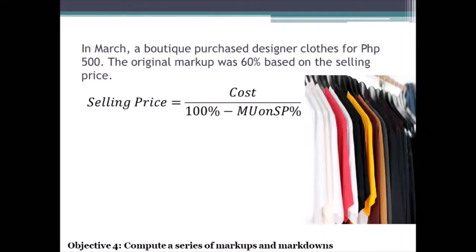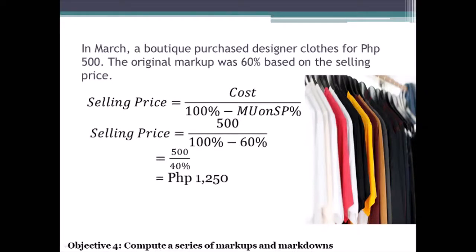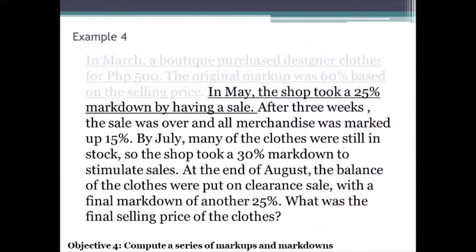Based on our previous lesson, we have this formula on markups. The cost is 500 pesos and the original markup based on selling price is 60%. After substituting these values, the selling price is actually 1,250 pesos. Now, let's go to the next sentence. Take note, the selling price will be used in the next sentence.